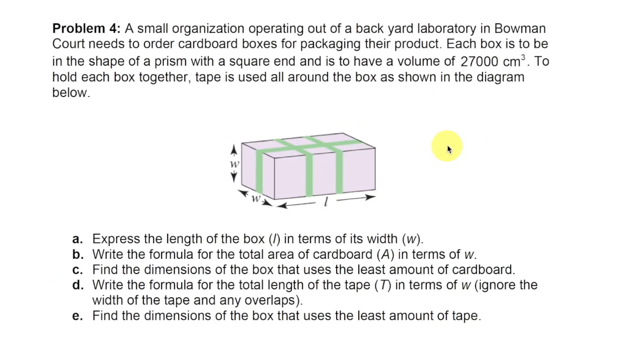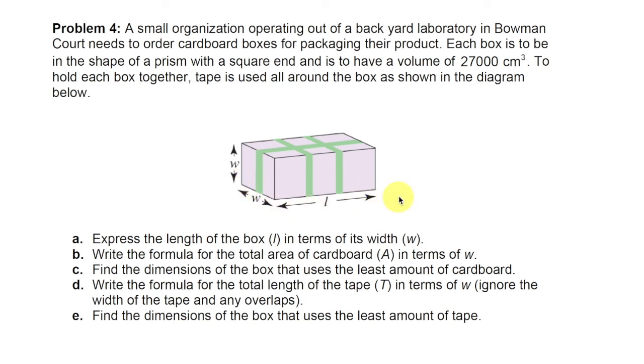A small organisation in Bowman Court have a need to produce boxes. And in that box, we don't know what they're going to be placing, but probably looks a little bit sus to me. But the volume of the box needs to be 27,000 cubic centimetres. The ends of the boxes are going to be square in shape, so it's a W by W, and these W's are unknown. And then we have an unknown length.